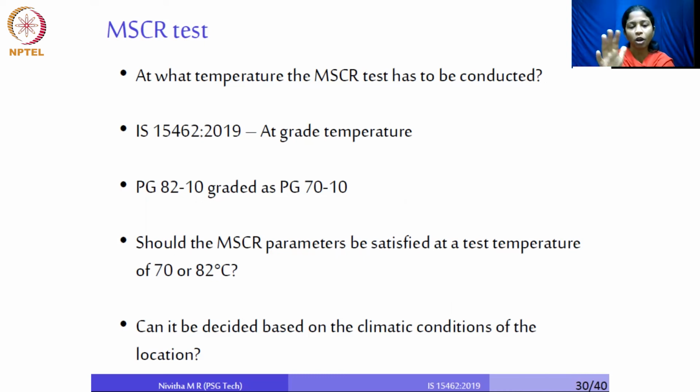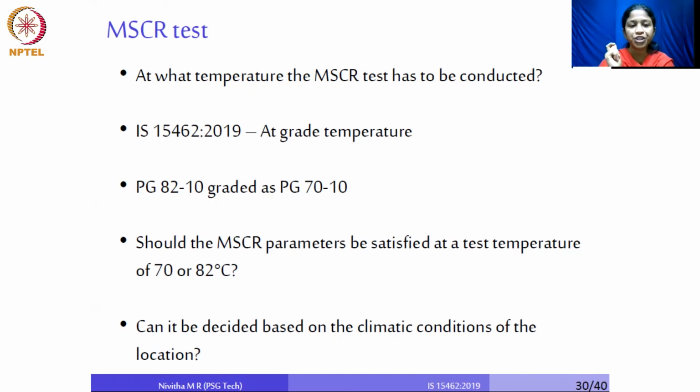The second question: accordingly, if I grade a binder, let us say I have a PG 82-10 grade of binder. Let's say you gave me a binder graded as 70-10, but I have tested it in my lab and identified it to be 82-10.